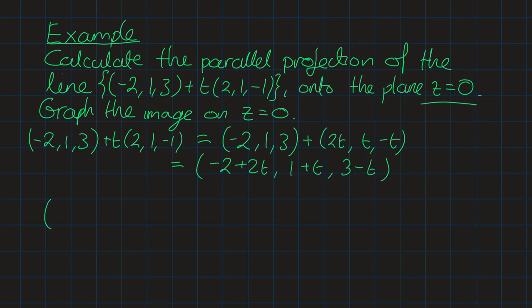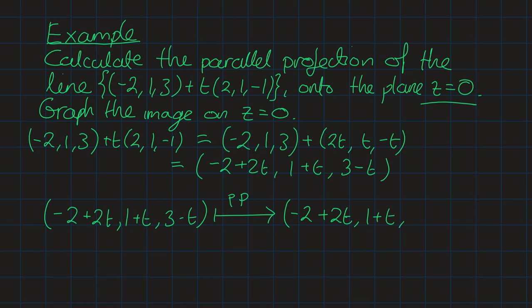And now I just apply the parallel projection to this single vector. When I do the parallel projection, this gets mapped to -2 plus 2t, comma 1 plus t, comma 0, because I'm mapping onto the z equals 0 plane. So all I do is I replace the z coordinate with 0. Okay? So this is the projected line. It's a parameterization of the projected line.